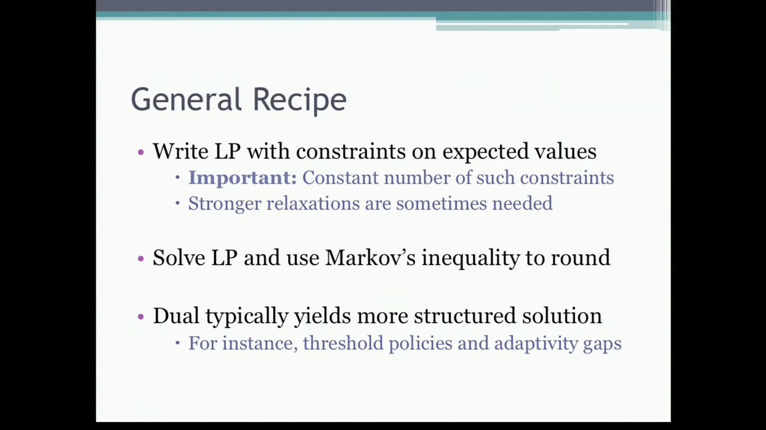So a general recipe for such decision spaces would be to write an LP with constraints on the expected values. It's important that there be a constant number of such constraints, because when we were doing rounding, we were losing a constant factor that depended on the number of constraints. Sometimes this doesn't work, and you need stronger LP relaxations with a lot more constraints, and I'll come to that later. If you write such an LP, then you just solve it and use Markov's inequality. And there's more structure in the dual, and you can use it to show various things.